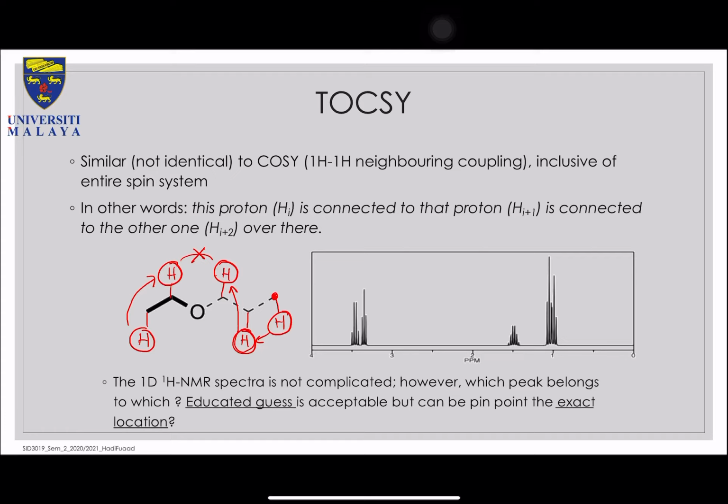So the 1D proton NMR spectra is not complicated enough whereby, if you just look at it, you can tell from the 1D proton NMR, based on an educated guess, that these two are in close proximity and those two are in close proximity. Okay, it's easy enough to do an educated guess, but can you exactly pinpoint whether this one is this and that one is that? So this is when TOCSY comes in.